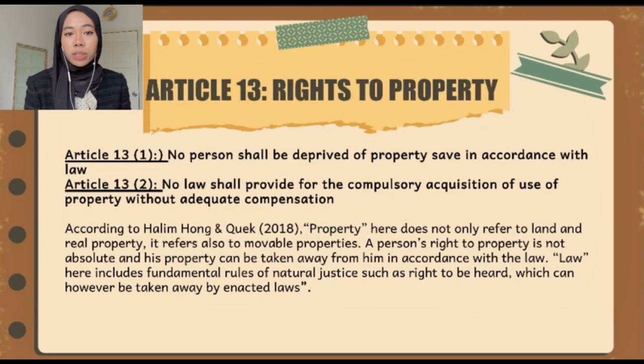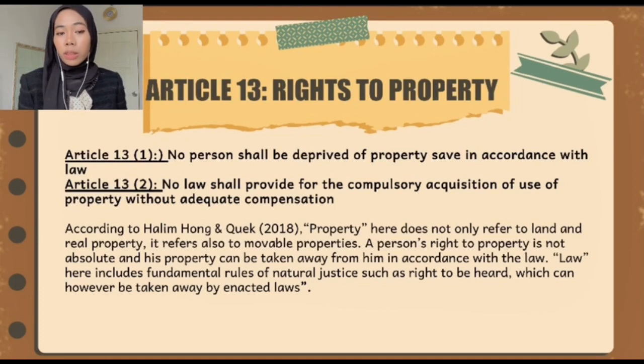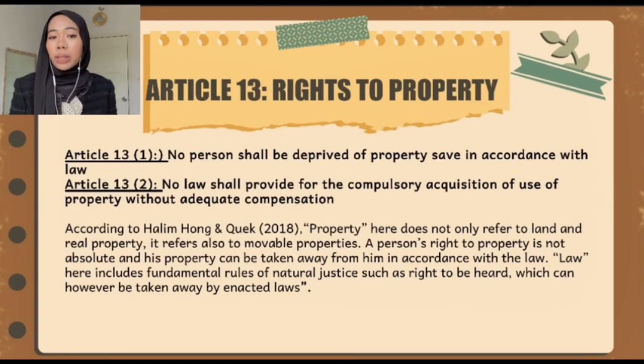Last but not least, I will present about Article 13 of the Federal Constitution, which is the right to property. Clause 1 states that no person shall be deprived of property save in accordance with the law, while the second clause states that no law shall provide for the compulsory acquisition or use of property without adequate compensation. Property here does not only refer to land and real property, it also refers to movable properties.